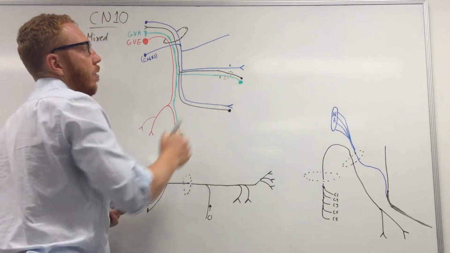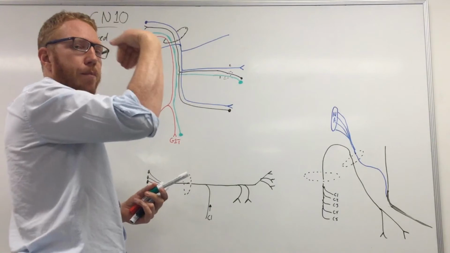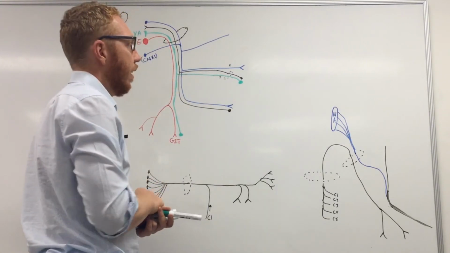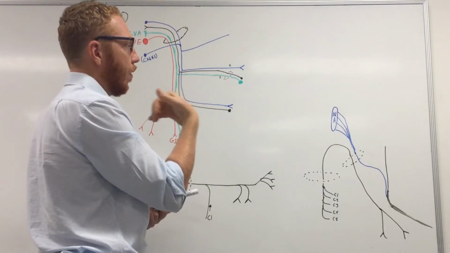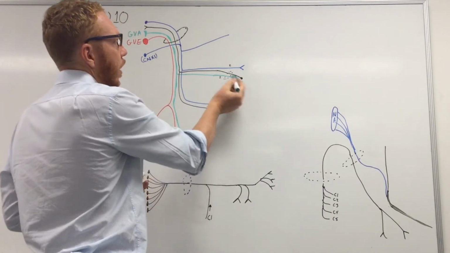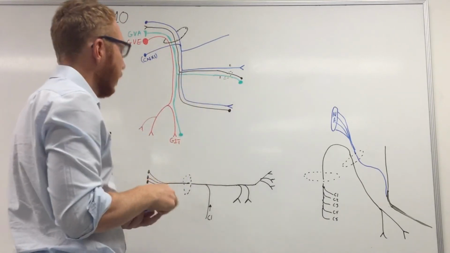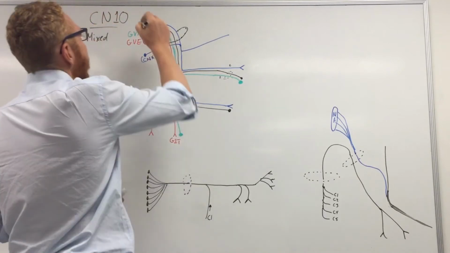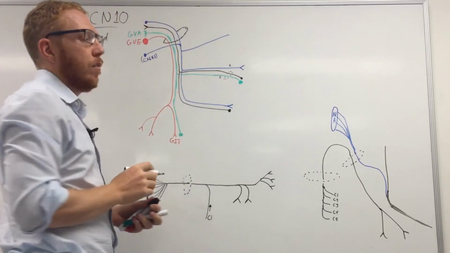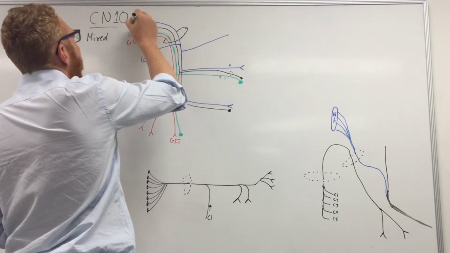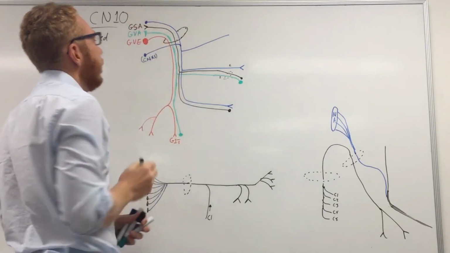But over here it's going to bring taste from right behind the tongue, so the vallecula of the tongue. So that's right on the posterior aspect of the tongue. It's going to bring taste from there as well. In terms of just general sensation, okay, so this is just general somatic afferent sensation.